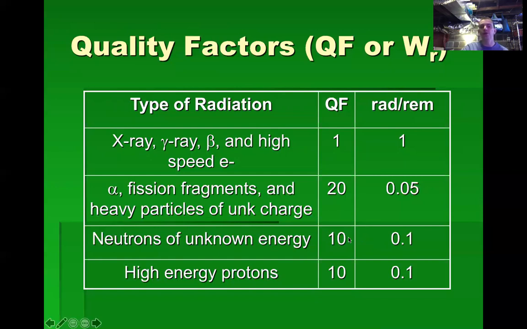Neutrons of unknown energy are given a weighting factor of 10. If you do happen to know the spectrum of neutron energies that you're dealing with, some neutrons have a factor up to 20, and some of them go down to 1 or 5, depending on which advisory body you're using. There are different quality factors depending on if you go by the international numbers or the national numbers. They are closely related, but they don't have the exact same number. And then protons also have a higher quality factor than 1.